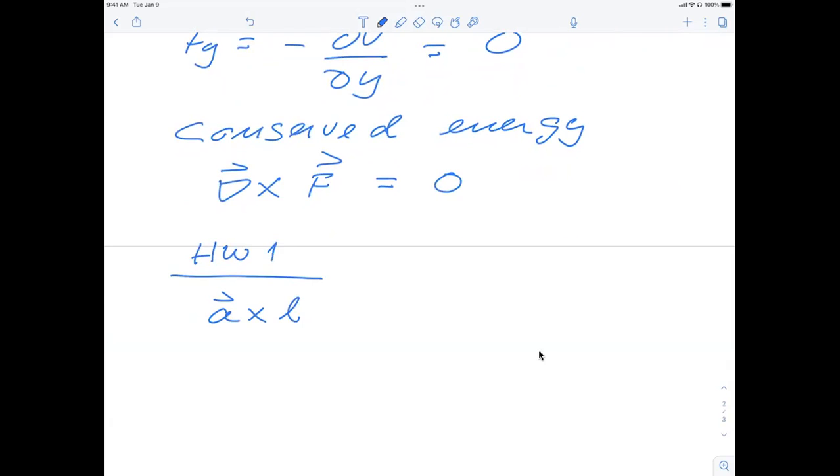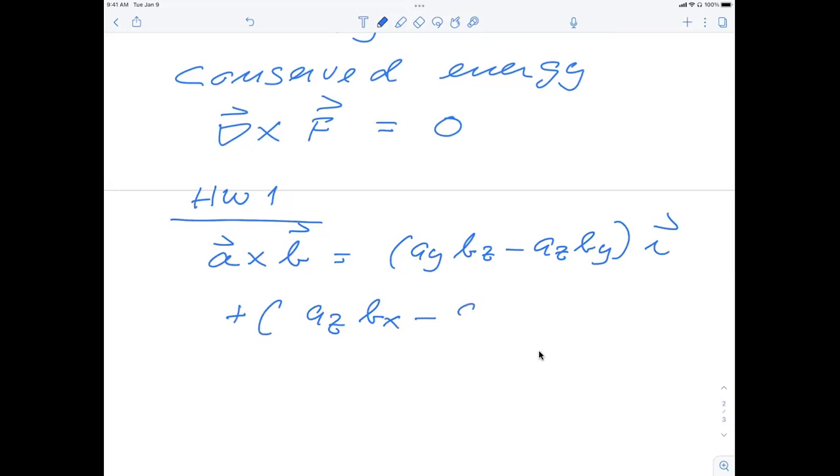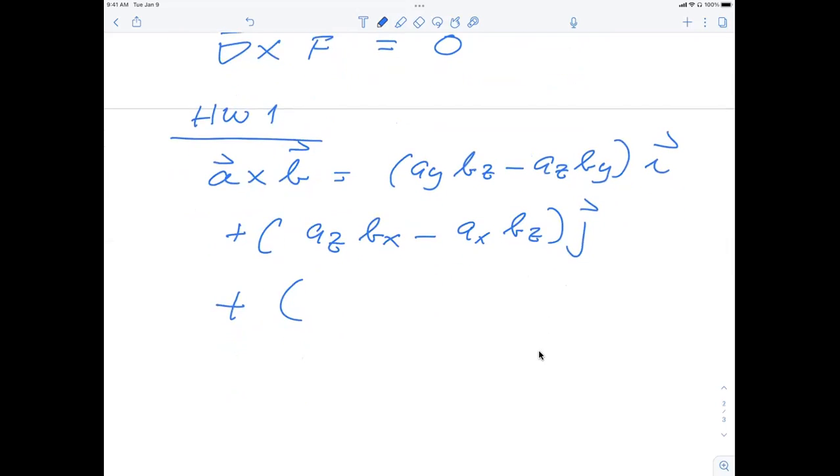So what you actually did was calculate the cross product of two vectors. If we write it out, this would be the same as a_y b_z minus a_z b_y multiplied with a vector in the x direction, plus a_z b_x minus a_x b_z multiplied with j, plus the final term, which is a_x b_y minus a_y b_x multiplied with k.